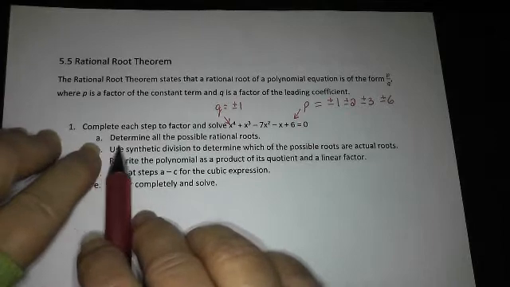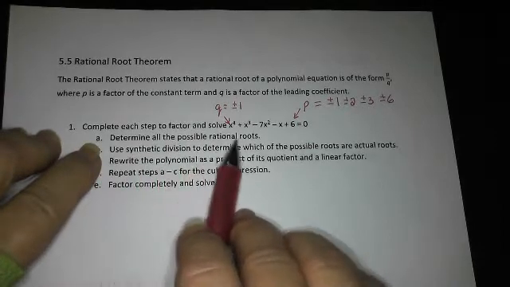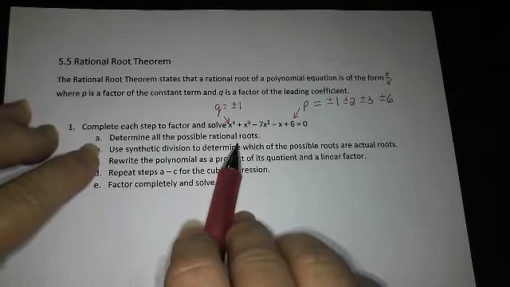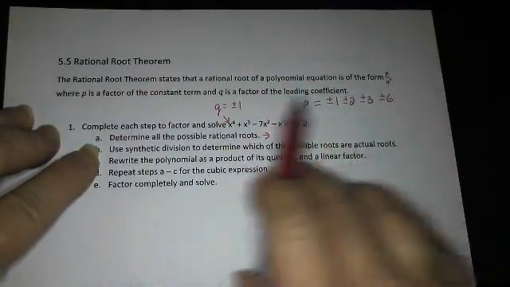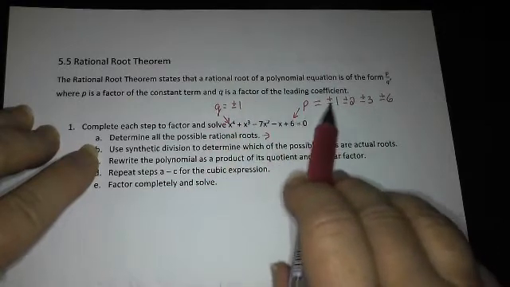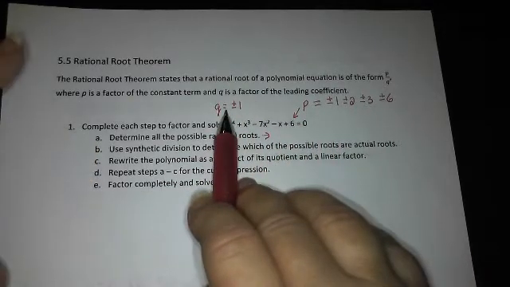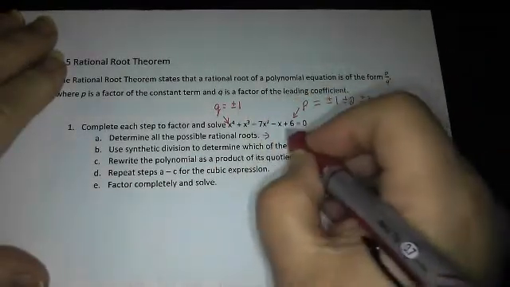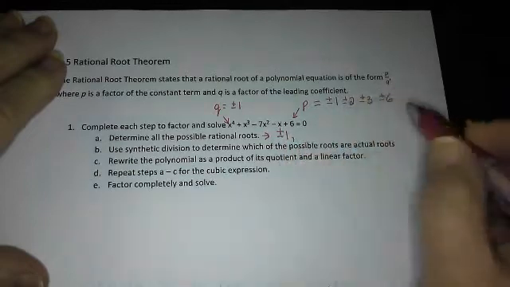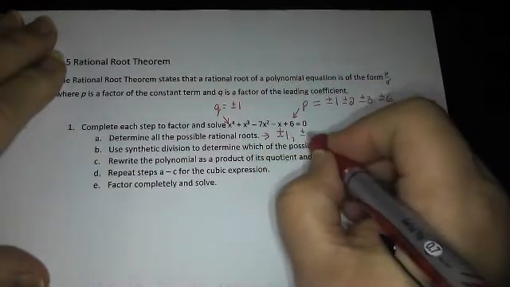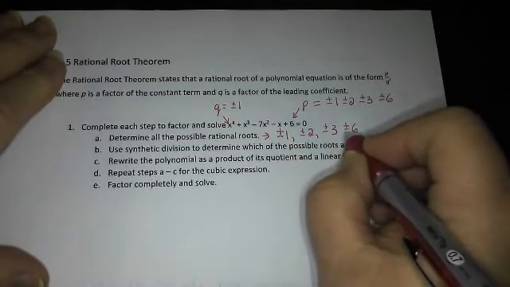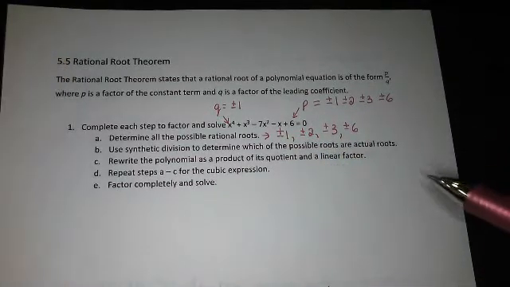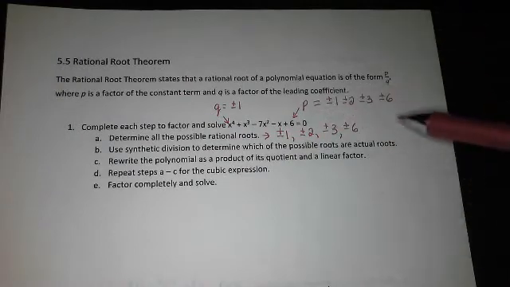Now the first question says, determine all the possible rational roots. Here's how you answer this question, because this question's on your test. You take all of your p's and divide them by your q's. So if I'm dividing everything by plus or minus 1, isn't it still going to be the same thing? So 1 over 1, plus or minus 1. 2 over 1, plus or minus 2. And the same for 3 and the same for 6. So all of my possible rational roots are these.